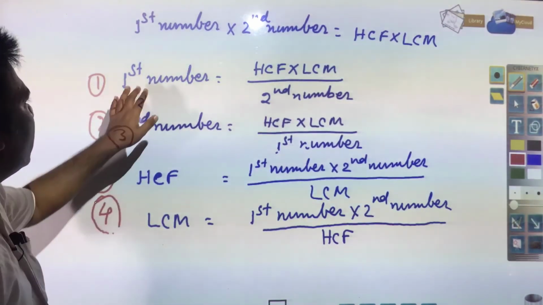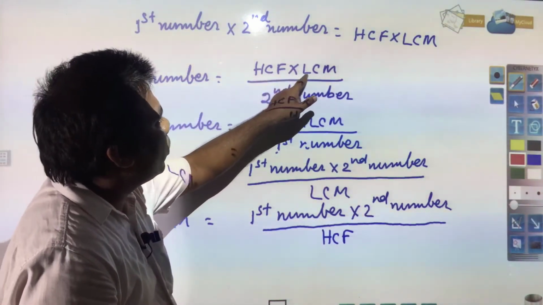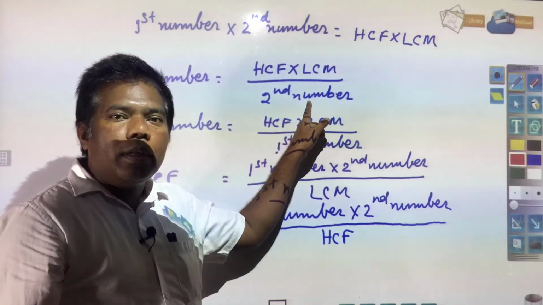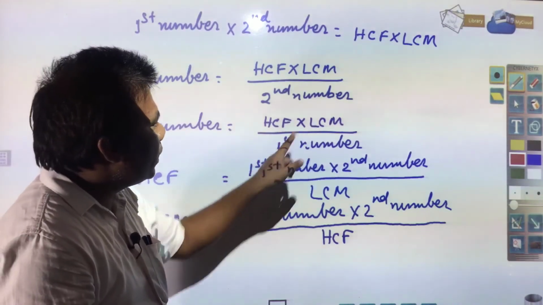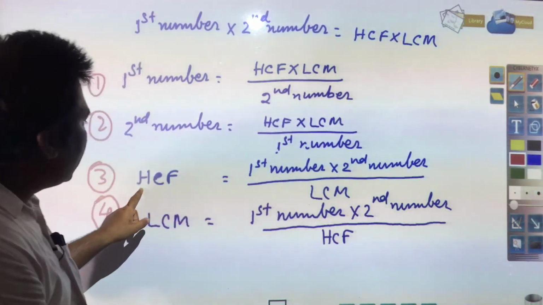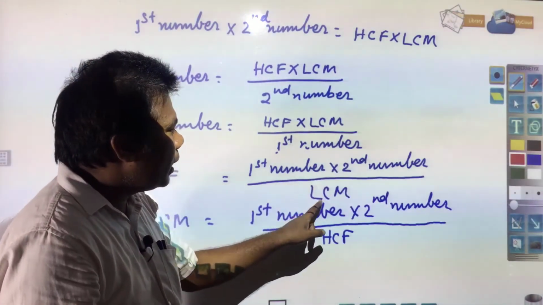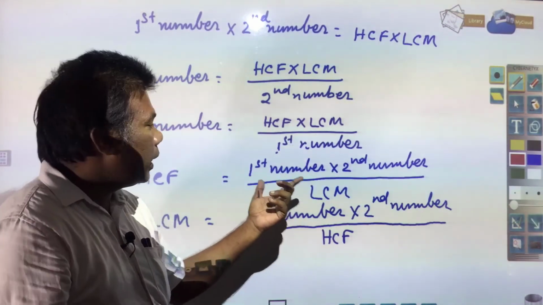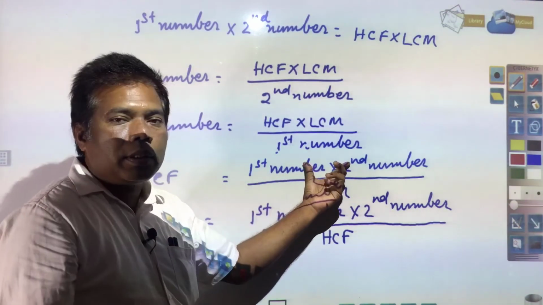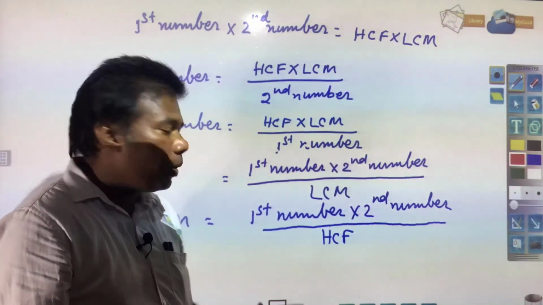First is what? If you need to find out the first number, then your formula will be HCF into LCM divided by the second number. If you need to find out the second number, then HCF into LCM divided by the first number. If you need to find out HCF, then first number into second number divided by LCM. Or simply, suppose in the question it would be the product of the numbers.